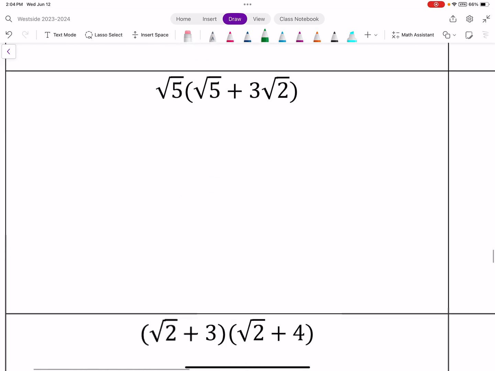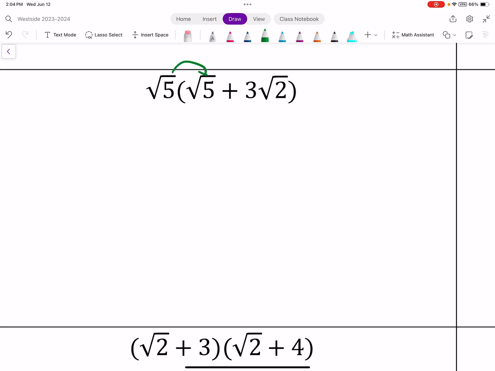Now we're going to distribute a radical. So we're going to do radical 5. So I'm going to take radical 5 times radical 5, which would give me radical 25. They're both under the radical, so I multiply them together and keep them under the radical.